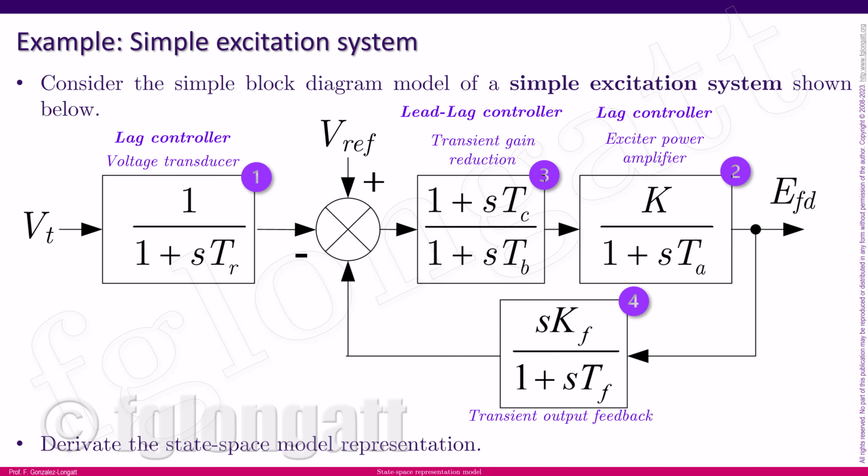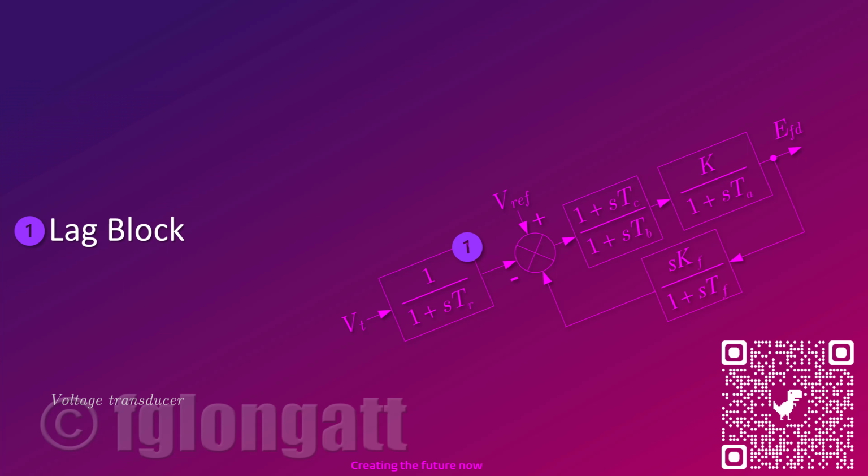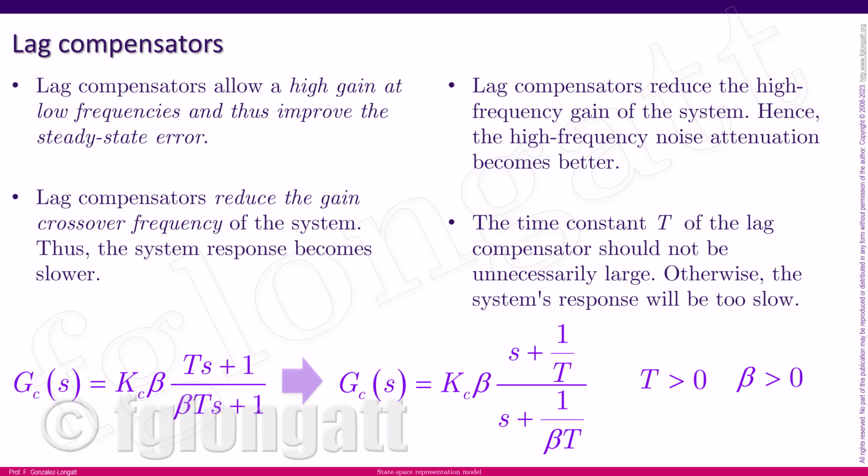And let me move forward right now. Let's start with the first block. The first block is located at the input where the terminal voltage measurement is coming in, and that is what we call the voltage transducer. In this case, you must remember, this is a first order transfer function, but that is what we call a lag compensator. The name lag compensator must be familiar for some of you.